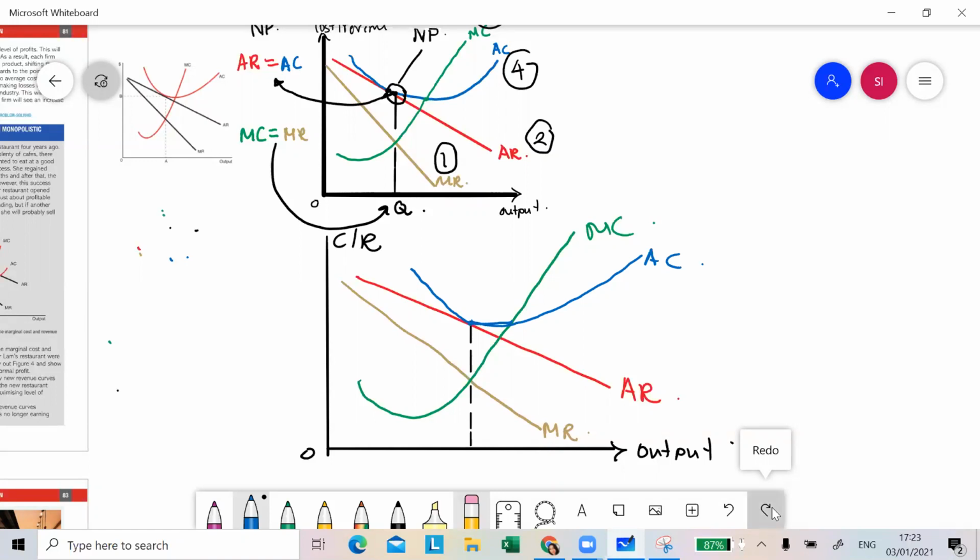And then I mark the dotted line and find out this is the exact cost or revenue that I'm going to get. And at this point of time, it is a normal profit because average cost is equal to the average revenue. So it's clear that the firm is making a normal profit.